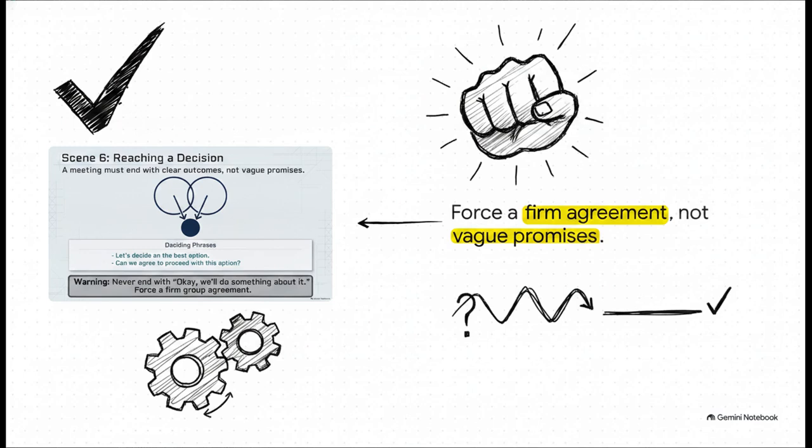So after a thorough discussion, the team has to move to the resolution phase to turn all that talk into concrete outcomes. And the crucial takeaway here is this: a meeting cannot end with vague promises. You must never ever end a discussion by just saying, "Okay, we'll do something about it." No way. You have to use deciding phrases to force a firm group agreement on the best option. Use phrases like, "Let's decide on the best option," or "Can we agree to proceed with this option?" You want to get a clear verbal yes from the room.